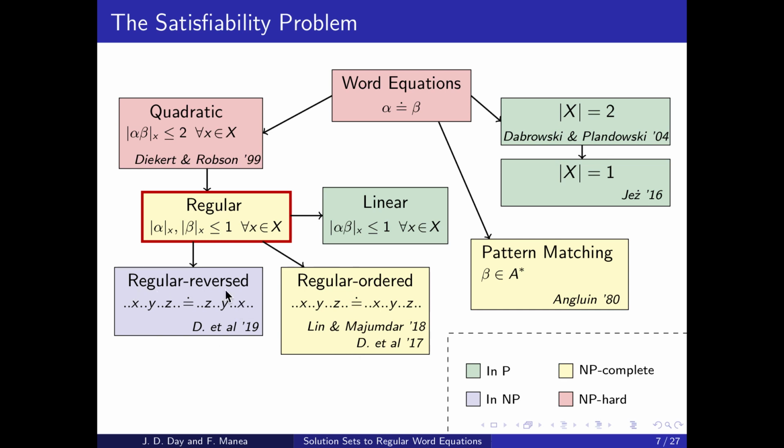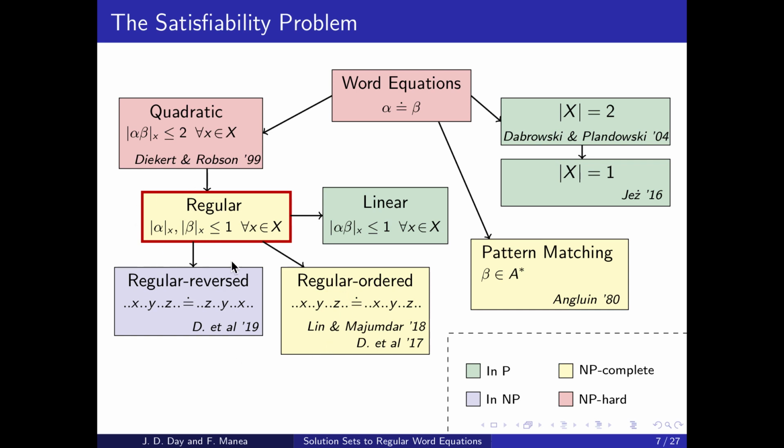And the other class is the regular reversed equations, for which we have the variables occurring in one order on the left-hand side and exactly the opposite order on the right-hand side. And there we have a rather involved technical proof in a paper at MFCS 2019, which showed that this is actually in NP. So the satisfiability problem for this class is in NP, but we don't have corresponding NP hardness lower bounds in that case.